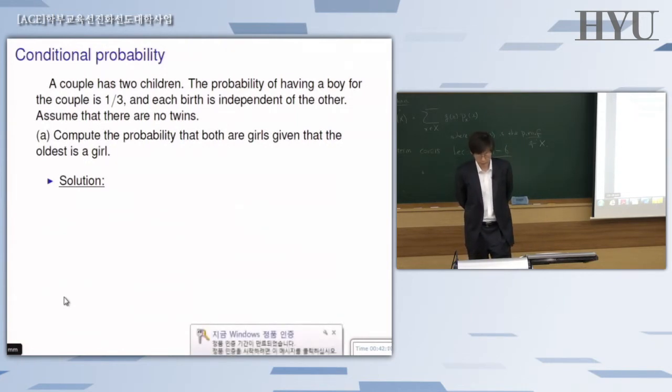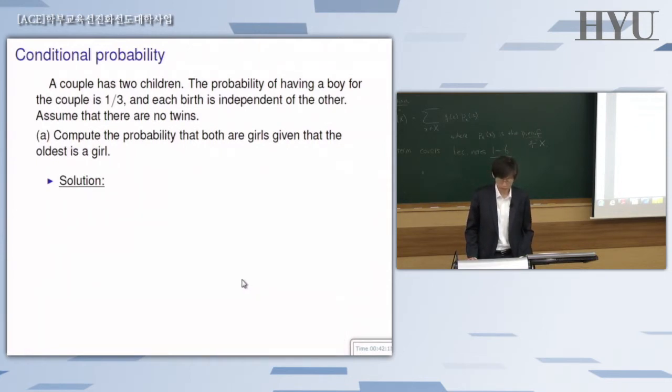The situation is that there's a couple and they have 2 children already. The probability of having a boy in their case is about a third. Why a third is just an assumption. Each birth is supposed to be independent of the other, and assume further that they don't have any twins. Given all that, we want to compute the following conditional probability: assuming that the oldest one, the first child, is a girl, what is the probability that both of them are actually girls?